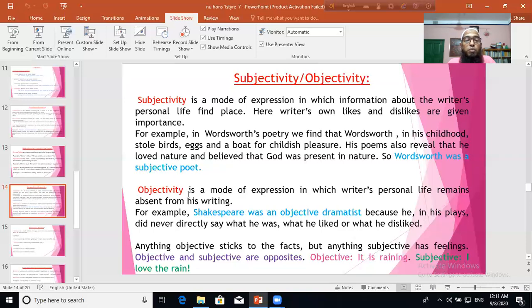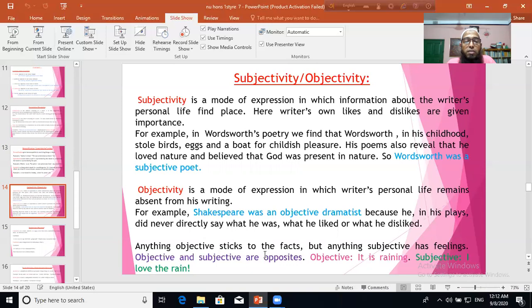What is objectivity? Objectivity is a mode of expression that is the opposite of subjectivity, in which the writer's personal life remains absent from his writing. That means after reading the story or poems, we cannot understand anything about the writer. That is objective writing. For example, Shakespeare was an objective dramatist because in his plays he never directly said what he was, what he liked, or what he disliked. After going through the plays of William Shakespeare, we cannot understand Shakespeare's likes and dislikes. That's why he is an objective writer.